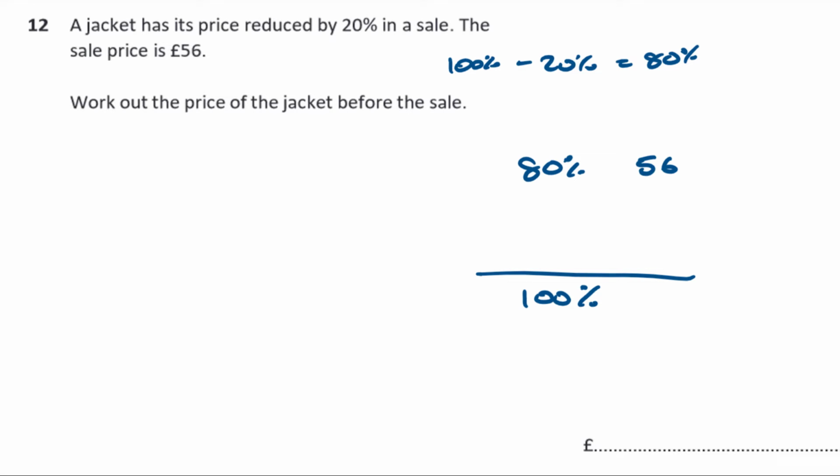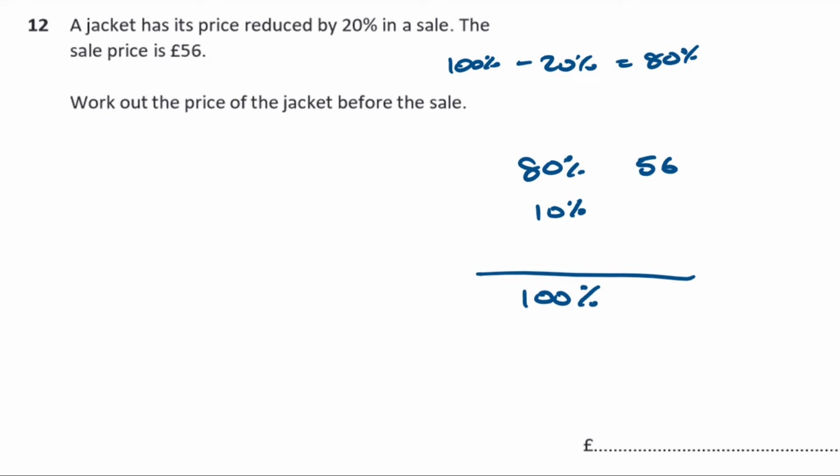Okay, so how am I going to do that? Well, if I can work out what 10% is, then I could add on two 10s to the 80, and that would make 100, wouldn't it? Okay, so if 80% is 56, then what is 10%?